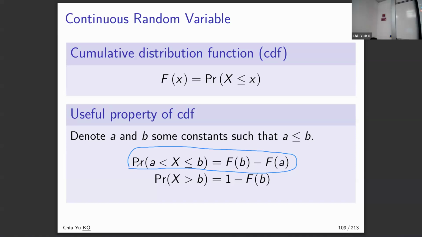B is the larger number, so it covers everything up to A and between A and B, right? That gives you this one. It's coming from axiom three, okay? And this one is the complement rule, right?